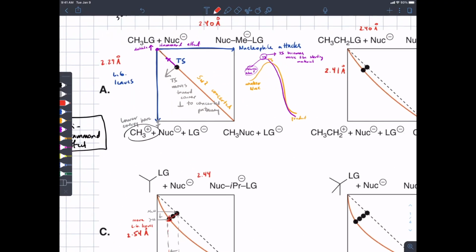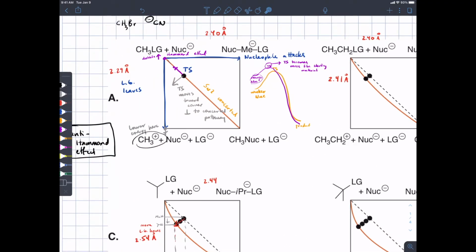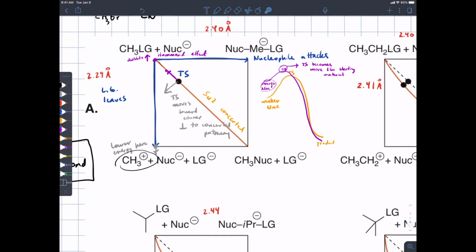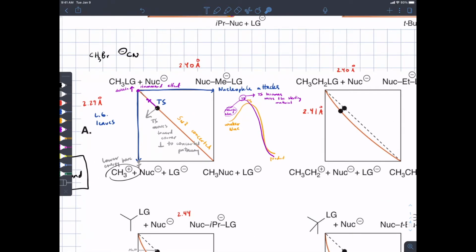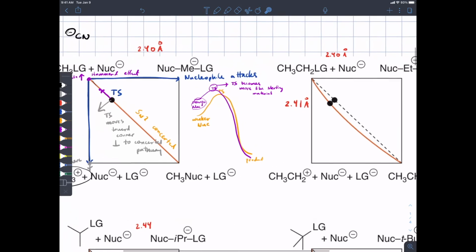All right, so I've written down the numbers based on what we observed, and that can give you a sense for how far along the leaving group leaving versus nucleophile we're at. For the methyl halide, the leaving group-carbon distance was 2.3 angstroms, and the carbon-nucleophile distance was 2.4 angstroms. Notice we predict, as we stabilize this corner, that the transition state is going to move to more leaving group having left, and perhaps less nucleophile having come in.